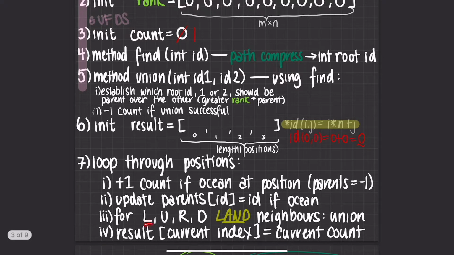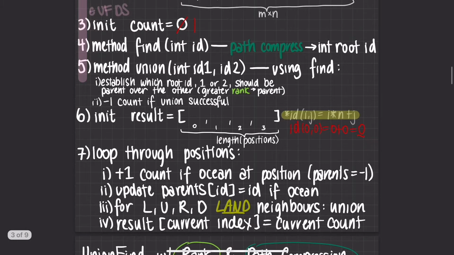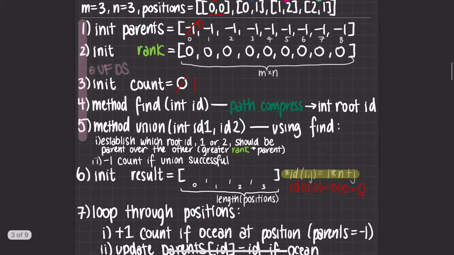So for the left, up, right, and down neighbors, above (0, 0) is out of bounds, so we don't care. Left is also out of bounds. Right and down are both within bounds, but they are both ocean zeros, which means we're not going to union with anyone, because there is no land neighboring it horizontally or vertically to union with. So we skip this part. And then finally, we update the result at our current index, which here is index 0 in positions, to be the current count. So we are going to have 1 right here.